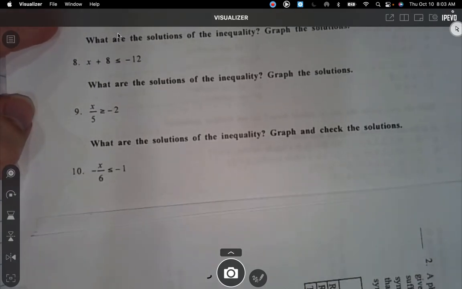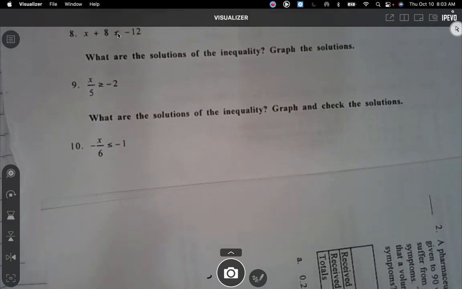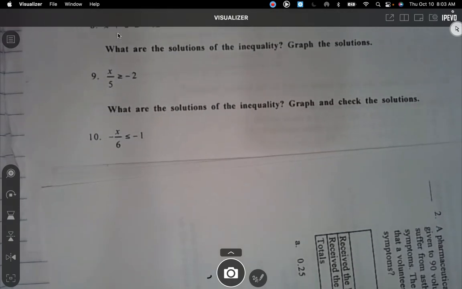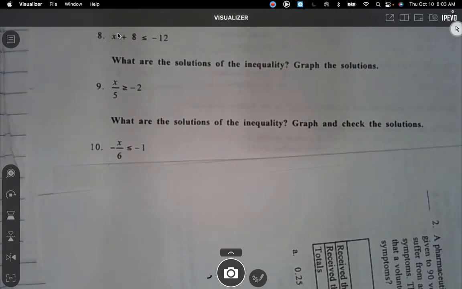Okay. Number 9 and 10, I'll probably take one of these off there. Take 10 off. 9 or 10. No, take out 9. Well, I don't know. They're the same thing. One of them just has a negative, one doesn't.